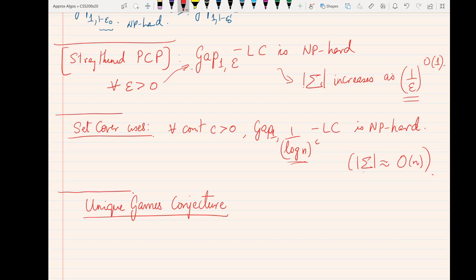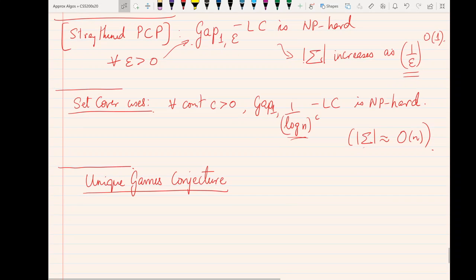Now the unique games conjecture is a conjecture, and it states that a certain problem is NP hard. What is the problem? Well, it turns out it is very similar to the label cover problem, but it is a special version where the constraints on the edges take a very specific form. So basically it's a label cover problem. This is one form of stating it.